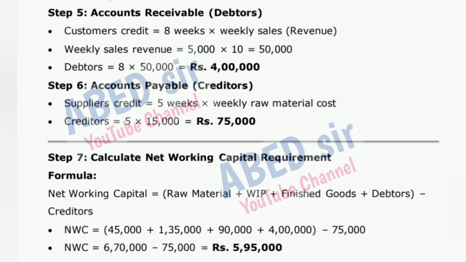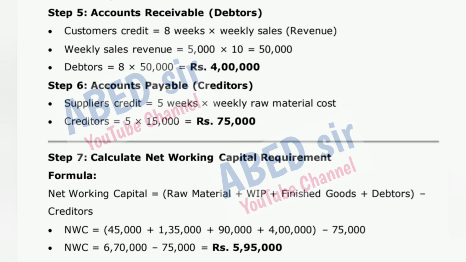Step 5. Accounts receivable, debtors. Customers credit is equal to 8 weeks times weekly sales revenue. Weekly sales revenue is equal to 5,000 times 10 equals 50,000. Debtors is equal to 8 times 50,000 is equal to 4 lakhs rupees. Step 6. Accounts payable, creditors. Suppliers credit is equal to 5 weeks times weekly raw material cost. Creditors is equal to 5 times 15,000 is equal to 75,000 rupees.